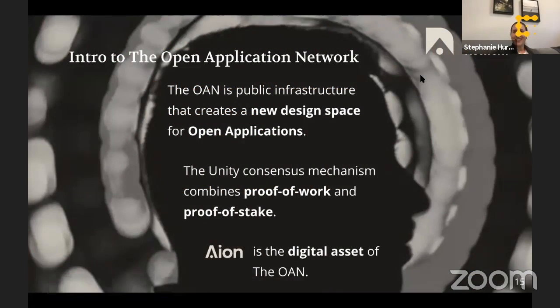So as we mentioned, we're very fortunate that we're able to work with the OON and its AON token to build out the prototype for this product. The OON is a public infrastructure that builds on new open applications. The digital asset is called AON, so we'll be referring to the AON token.